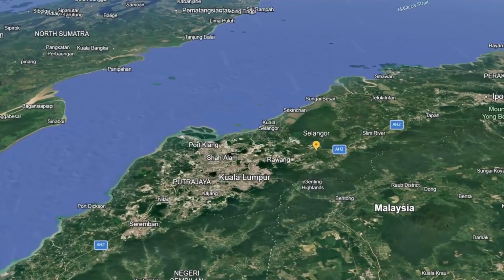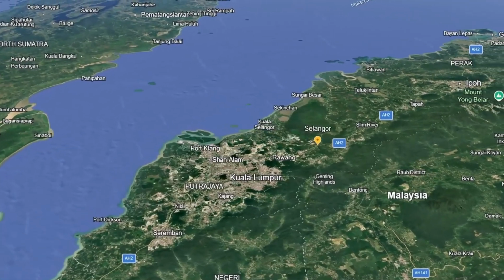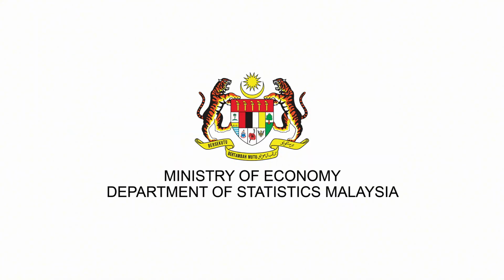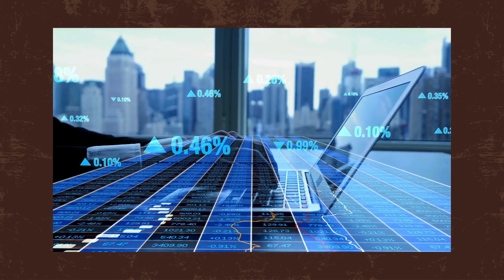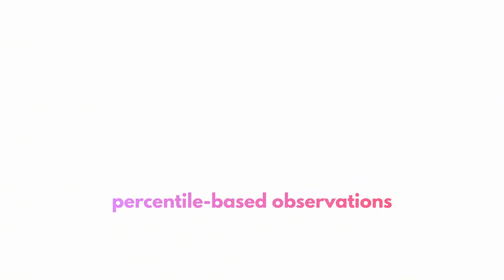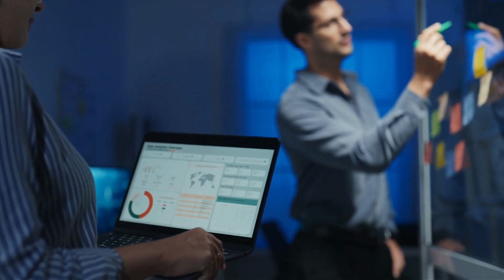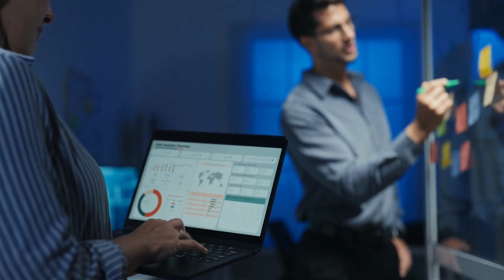To conduct the analysis, we used an open-source dataset obtained from Kaggle and based on data published by the Department of Statistics Malaysia, or DOSM. The dataset focuses on household income in Selangor for the year 2024 and contains 100 percentile-based observations. Since household income is a continuous numerical variable, it is suitable for probability distribution analysis.